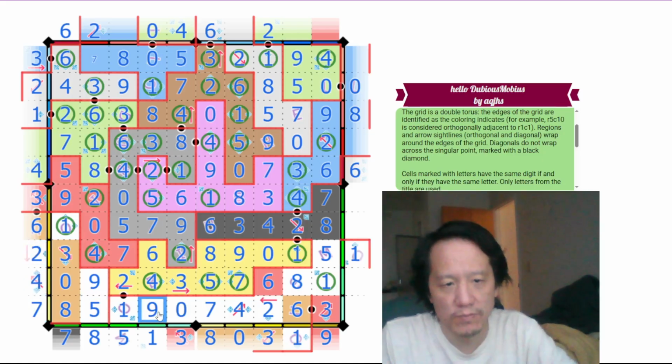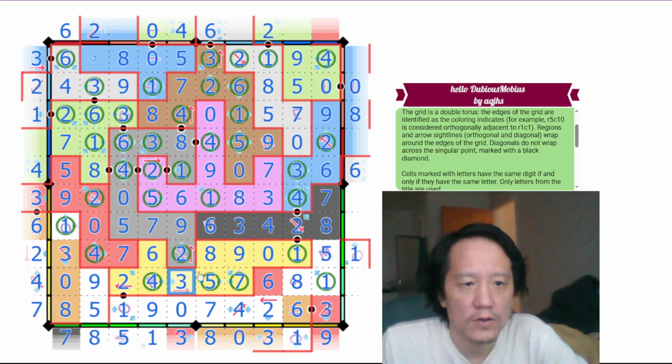Okay. The red needs, so the red has 0, 2, 3, 4, 5, 7, and 9. So it's missing a 1, 6, and an 8. The 6 has to be here. Where's the 1? Can it ever access this even? Not really.